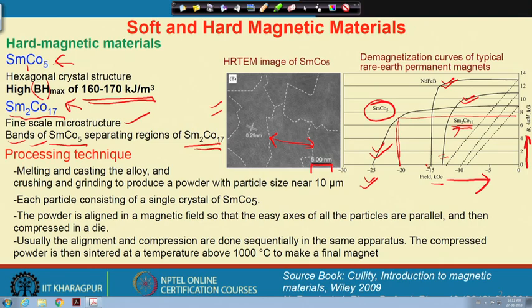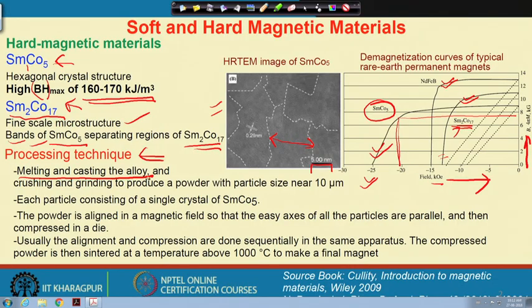Single phase materials many times are very difficult to process because of their mechanical properties. Also they have some property called magnetostriction. Because of that, when we apply a magnetic field, a length change occurs in the material, and because of that length change or strain, the material may lose its other properties.